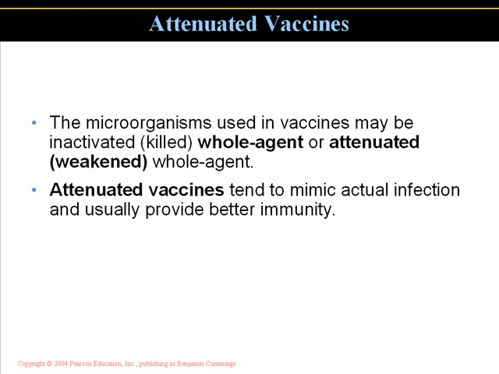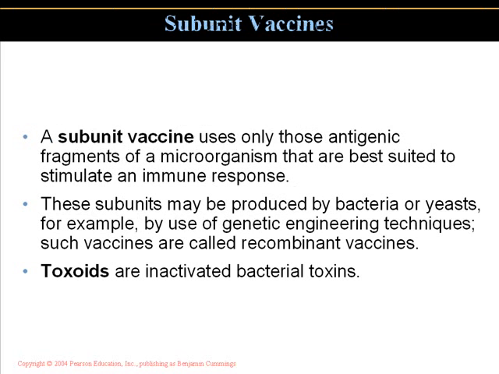Microorganisms used in vaccines may be inactivated or killed, the whole agent, or an attenuated version of the whole agent. Anything that weakens the microorganism so it cannot cause an infection is referred to as attenuated, or weakened. Attenuated vaccines tend to mimic the actual infection and usually provide better immunity. A subunit vaccine uses only those antigenic fragments of a microorganism that are best suited to stimulate the immune response.